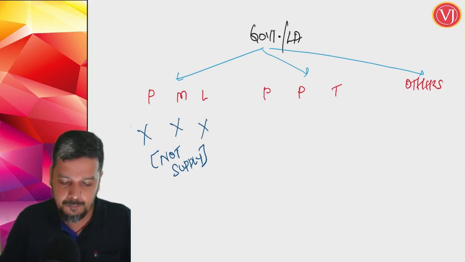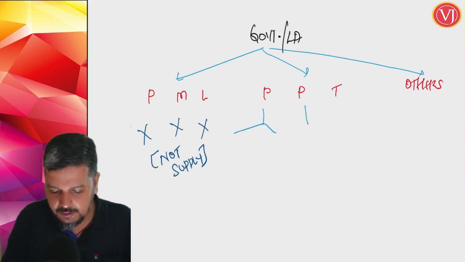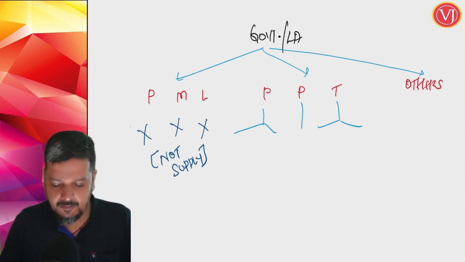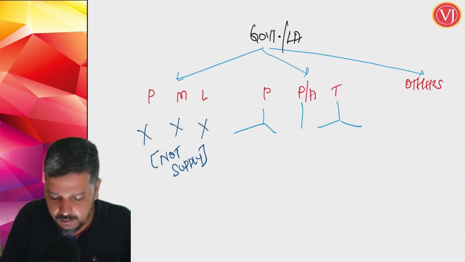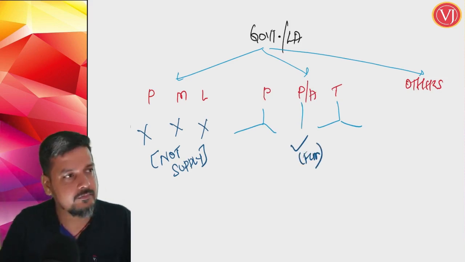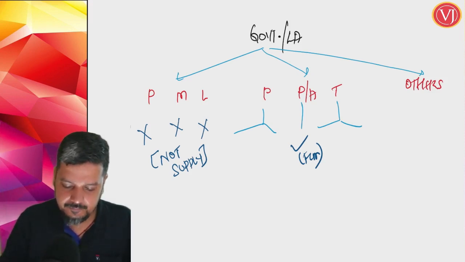When you talk about your PPT, you have to bifurcate it. Your port and airport related services are always taxable under FCM.